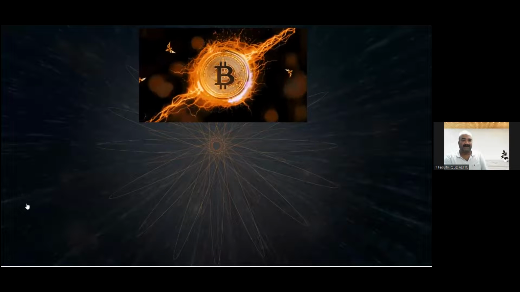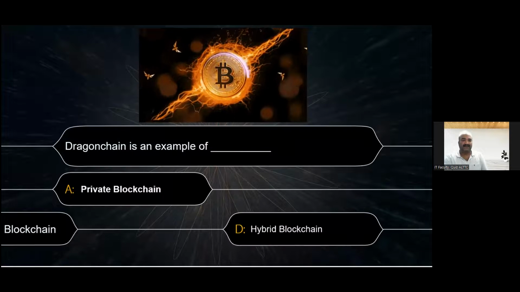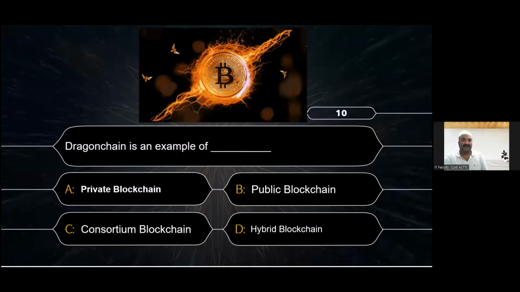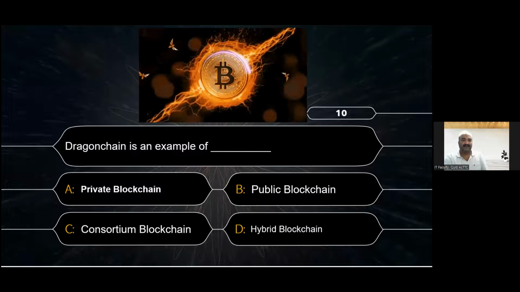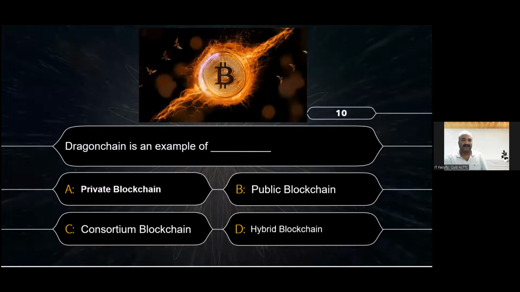Question is Dragon chain. Now you have to tell me what kind of blockchain this Dragon chain is. Dragon chain is an example of a private blockchain, public blockchain, consortium blockchain, or is it hybrid?